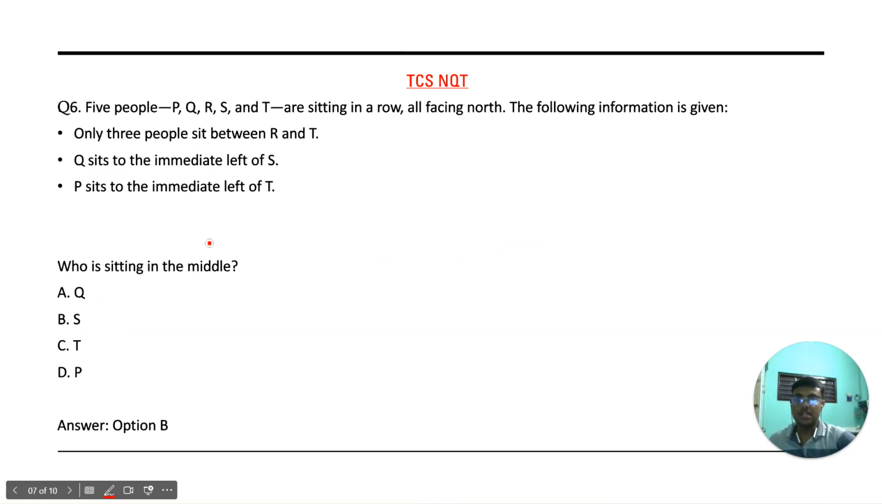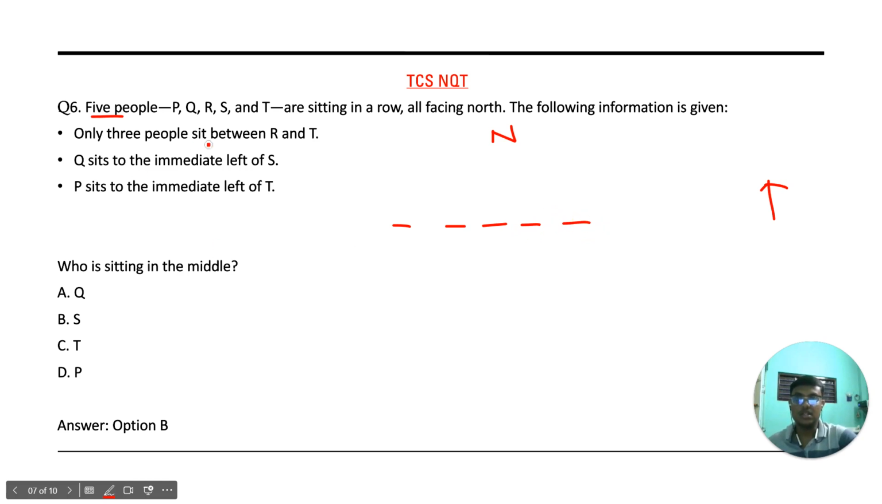Okay, so this is a sitting arrangement question again. So the question says there are 5 people, P, Q, R, S, and T, sitting in a row facing north. Okay, so they are facing north. Let's say this is north, so their faces would be in this direction. Done. The following information is given. Only 3 people sit between R and T. So 5 people, let's first make 5 places to sit. 1, 2, 3, 4, 5.